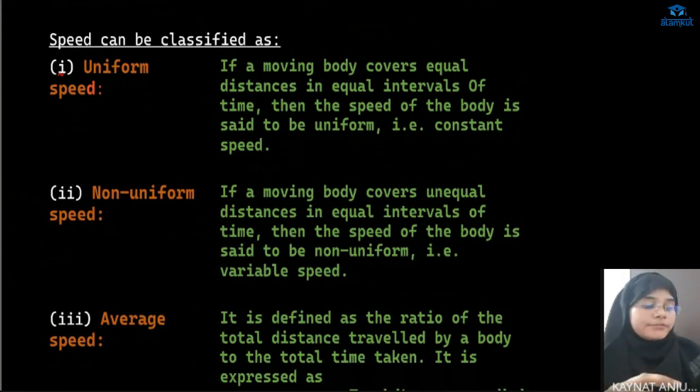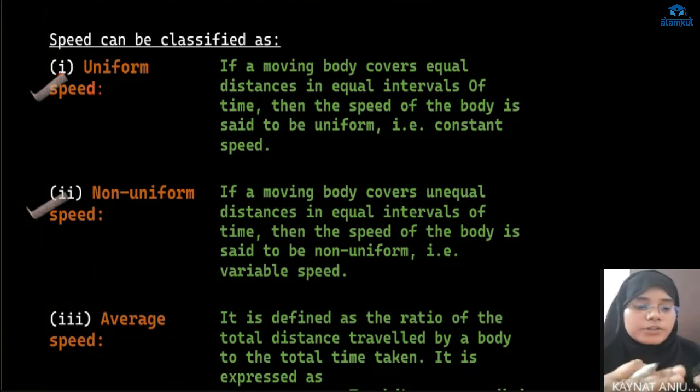So in this also, there is uniform speed and non-uniform speed. Uniform speed and non-uniform speed are the same as uniform motion and non-uniform motion. If the body is moving equal distances in equal intervals of time, then it is said to be in uniform speed, right? And if a body is moving non-equal distances in equal intervals of time, then the body is said to be traveling with non-uniform speed. Fine. So uniform and non-uniform speed must be clear to you, and I have already discussed it.